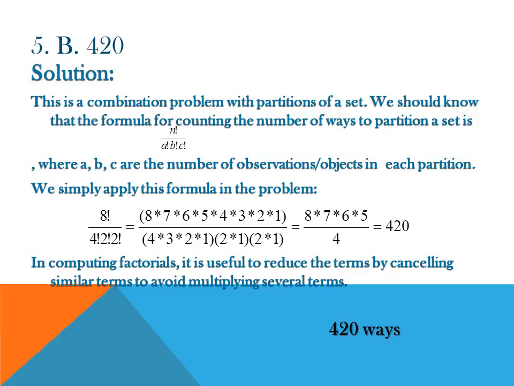8 factorial all over 4 factorial times 2 factorial times 2 factorial, which is also equal to 8 times 7 times 6 times 5 times 4 times 3 times 2 times 1 all over 4 times 3 times 2 times 1 times 2 times 1 times 2 times 1, which leaves us with 8 times 7 times 6 times 5 all over 4, which is equal to 420.